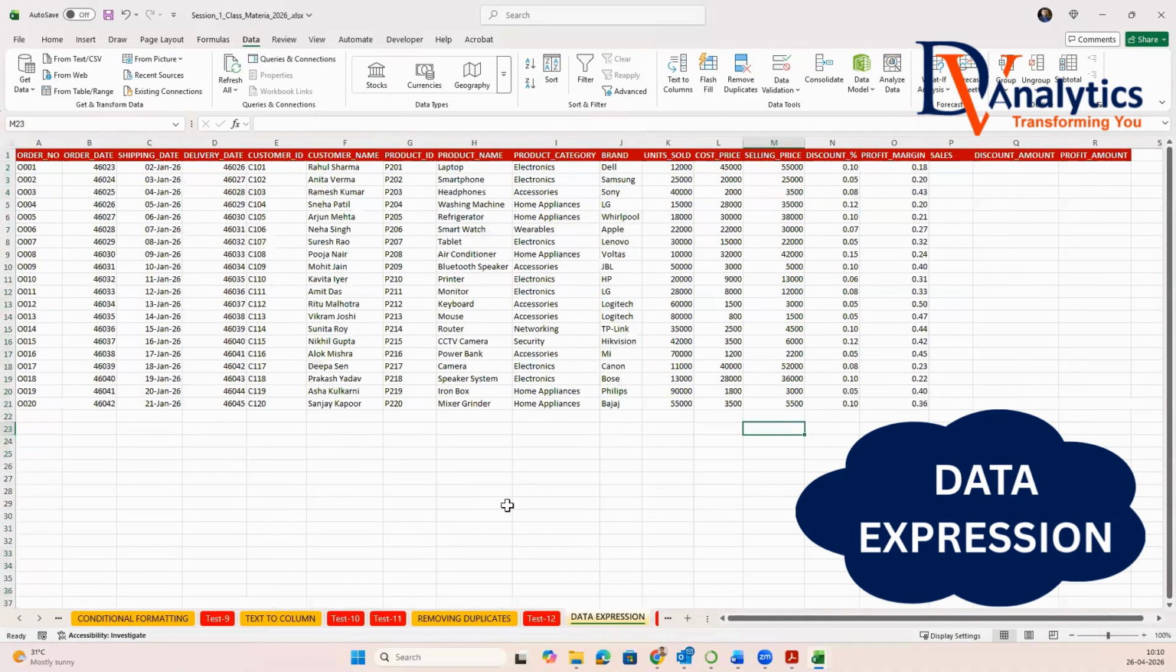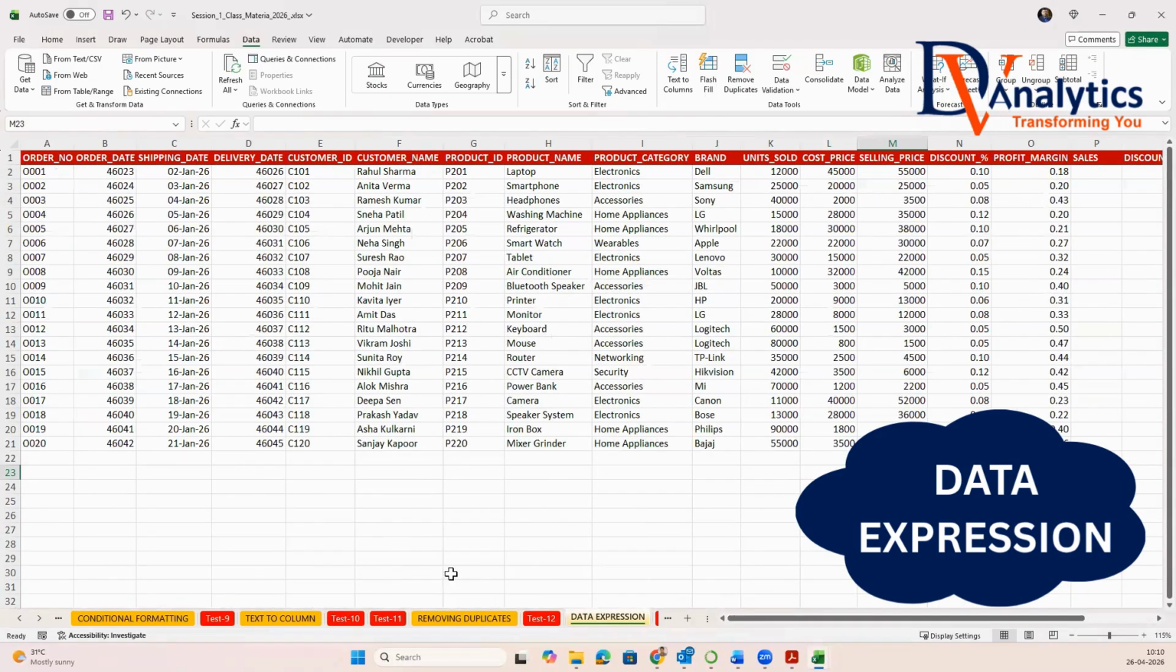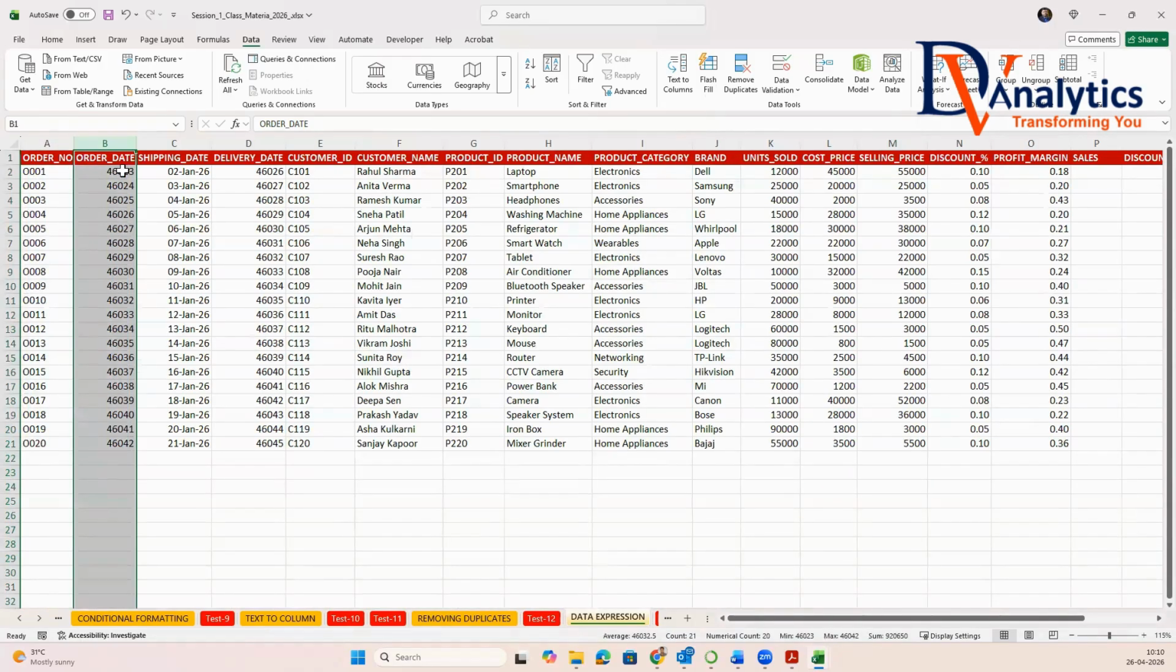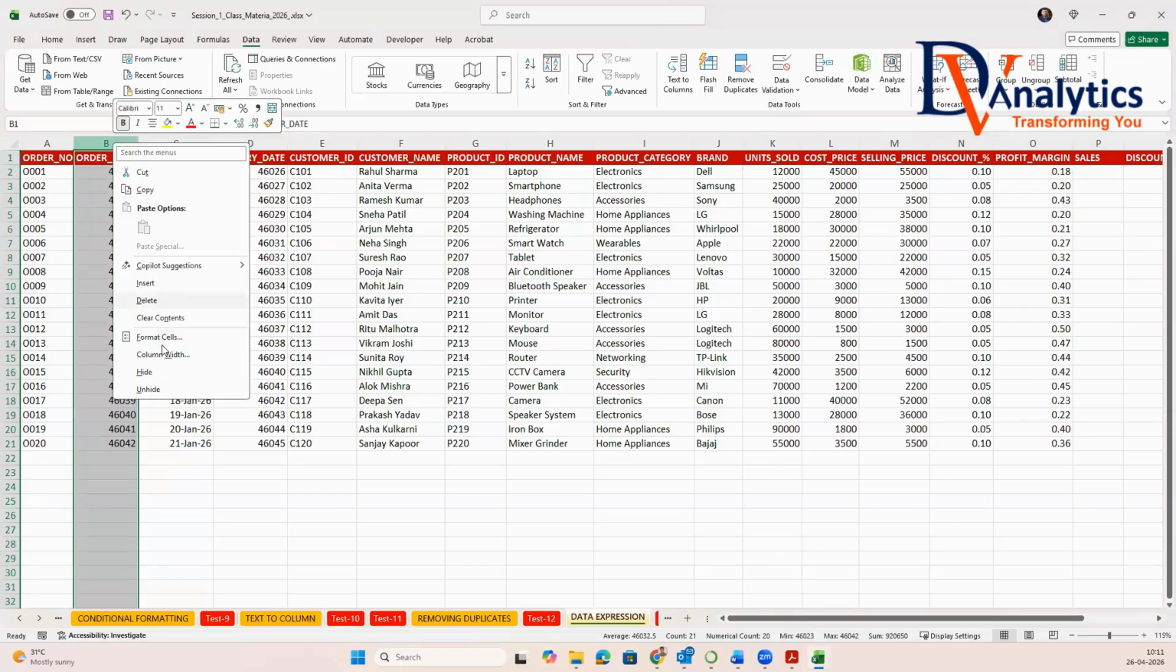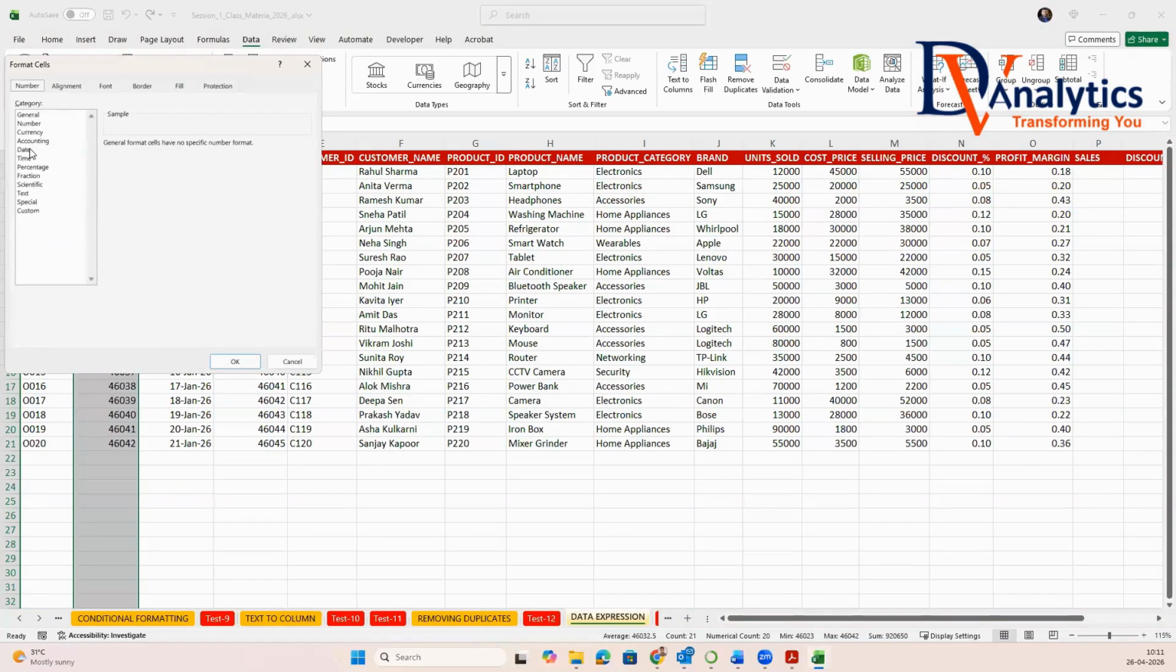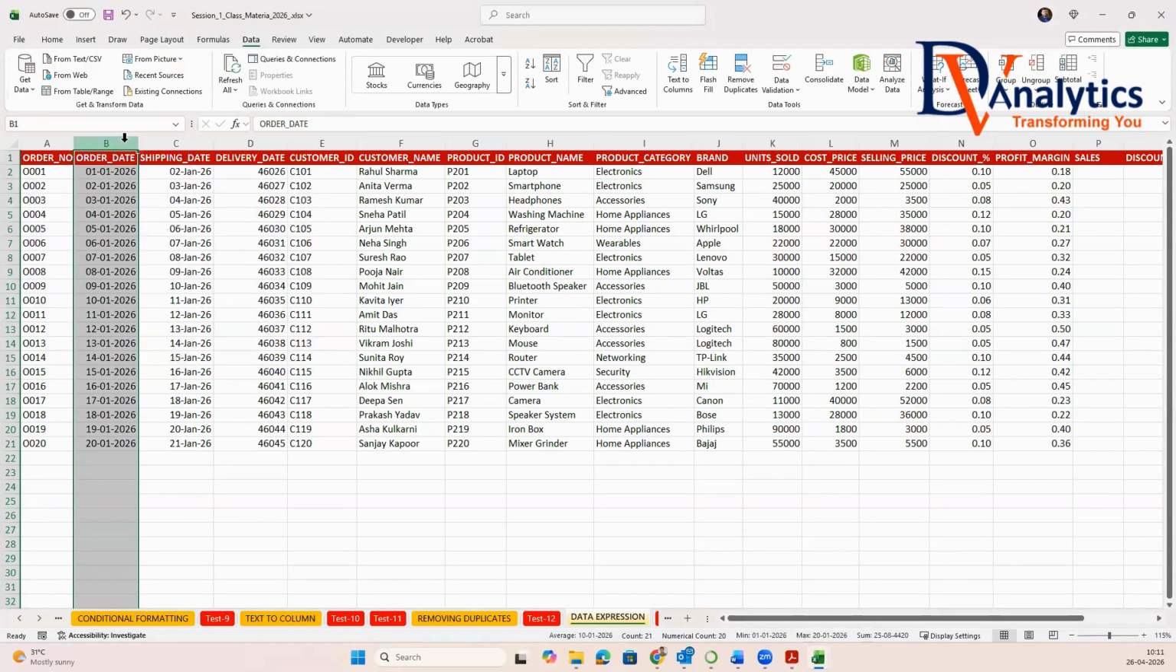Let's move to data expression. Order ID is given, order date is given. Order date is coming as number of days. How to get it to date value? Formatting. Format cell to Date. I won't replicate the same thing to here.